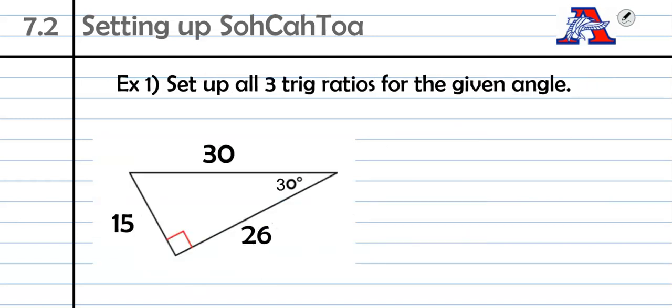All right. So diving into our one and only example here, it says set up all three trig ratios for the given angle, and then there's a triangle given to us. First thing is we are given the 30-degree angle. So I'm just going to look there or circle it, whatever makes the most sense to you, and then label your sides according to that angle.